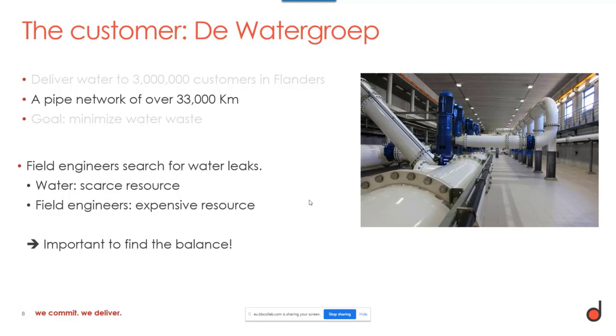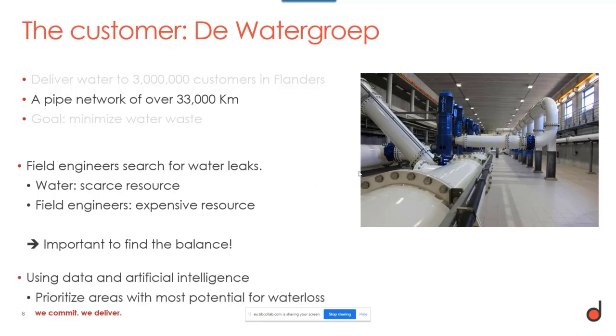So it is very important to find the right balance between when you actually intervene and when you don't. It is because of that we're going to try to use data and artificial intelligence to prioritize the areas with most potential for water loss, to really get a bang for our buck.